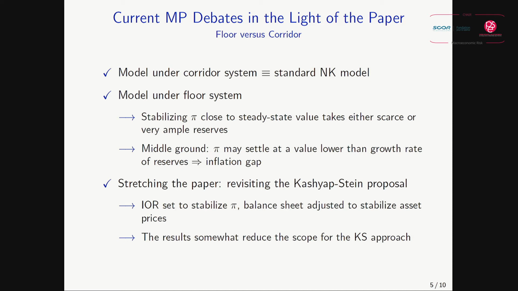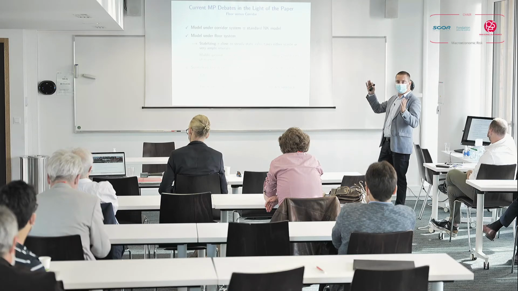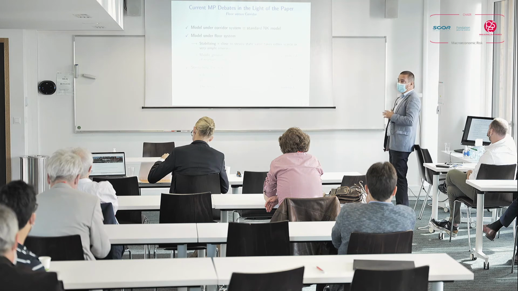And if you want to stretch the paper a little bit in the direction of Cúrdia and Woodford, you remember they say there are two instruments, so one is going to be used to steer inflation, and the other one is going to be used to basically address financial stability issues. So if you have this setup in mind, you would possibly like to have your balance sheet vary according to financial stability concerns. But if stabilizing inflation requires just the two extreme positions in your balance sheet, so scarce or very large, this somewhat limits the scope for that approach.